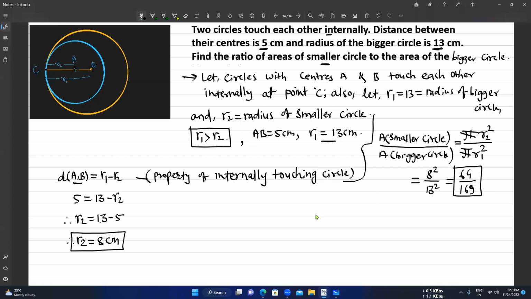So finally we can write, therefore the required ratio is 64 is to 169, and that's our final answer.